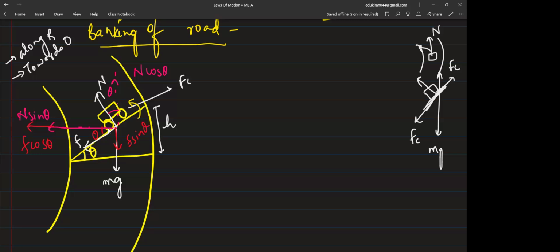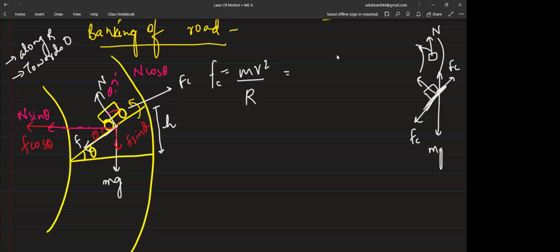So it should be clear to you how we have resolved the vectors, in which manner we'll be solving the quantities. Now what are we left with? We are just left with the balancing of the equations. So let us balance the equations. So the frictional force is providing the necessary centripetal force. So mv square by r is the necessary centripetal force.